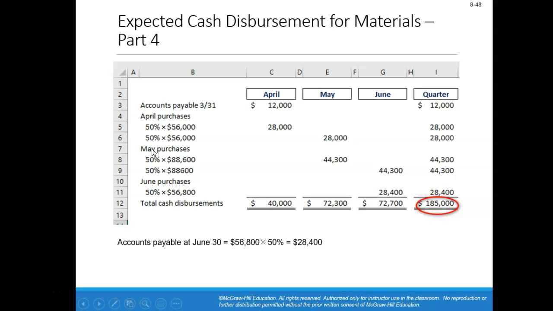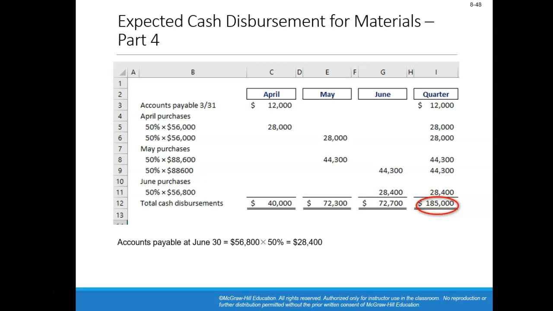For our May purchases, they total $88,600. We're going to pay half of that in the month of May and the other half in the month of June. Our June purchases total $56,800. We're going to pay half of that in the month of June. The other half, $20,400, will be the accounts payable at the end of June, and that amount will be shown on the budget for the third quarter.